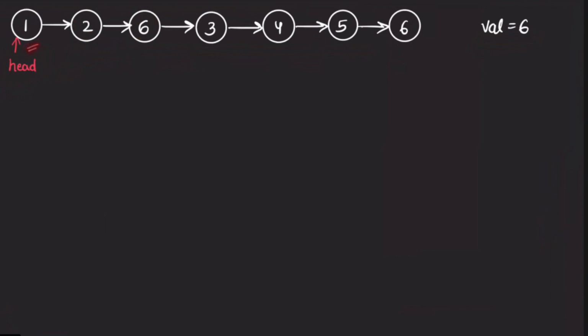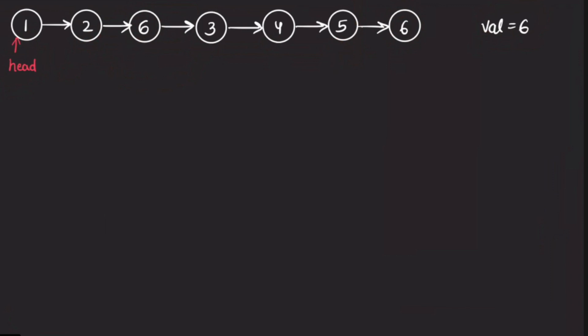Now in this case, if you see, 1 is not equal to 6, 2 is not equal to 6, but this 6 is equal to our val. So we have to remove this 6, and now this 2 should point to 3. This much should be removed. Then 4 is not equal to 6, 5 is not equal to 6, but this 6 is equal to our val. So we need to remove this node. So our linked list will end here. 5 will point to null.